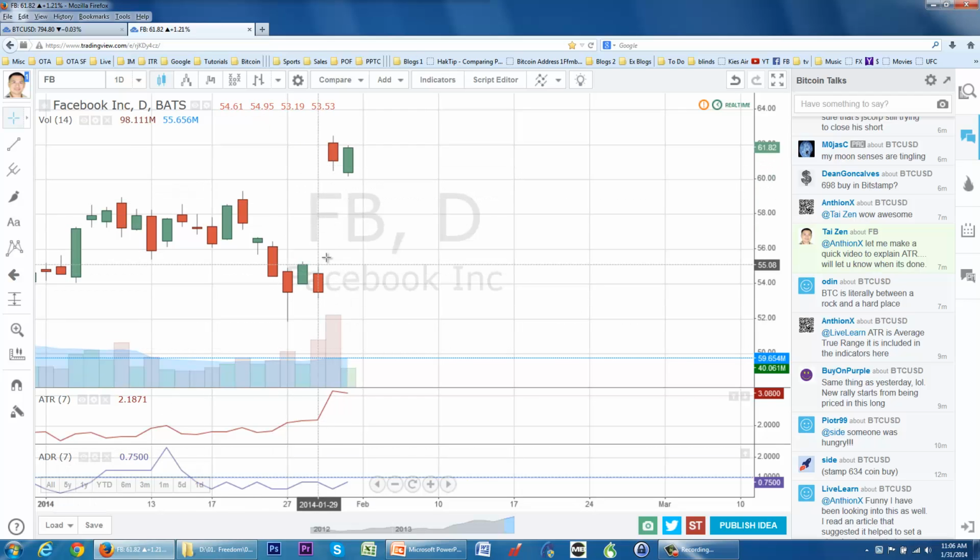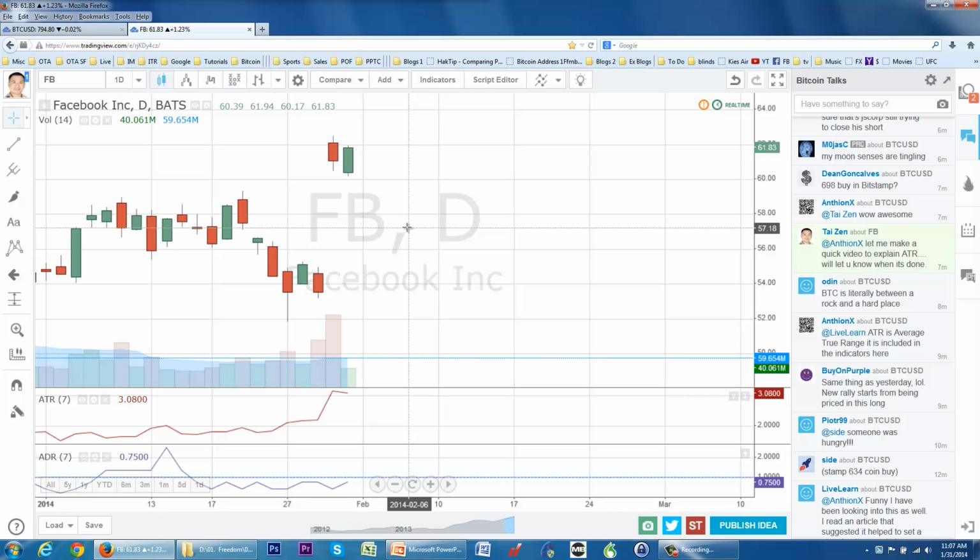So you have a gap here, over here you have a gap, over here you have a gap. So average true range takes into account that there is a gap, and it calculates the total range that the price moved during that day or during that time period.